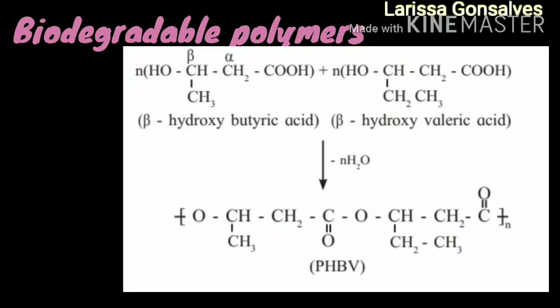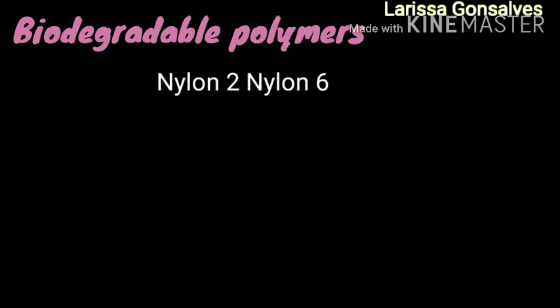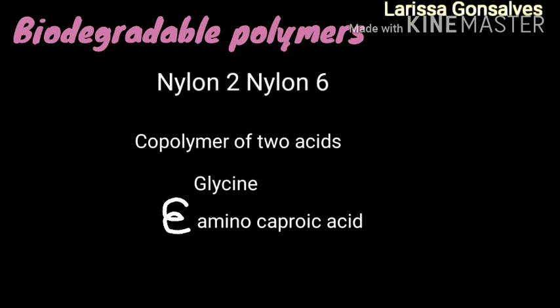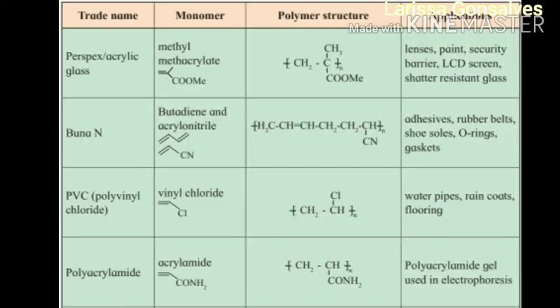Next biodegradable polymer is nylon 2 nylon 6. It is a copolymer of two acids, glycine and epsilon amino caproic acid. Nylon 2 nylon 6 formed is thus degraded by bacteria in the environment. Here is a chart which shows the commercially important polymers.